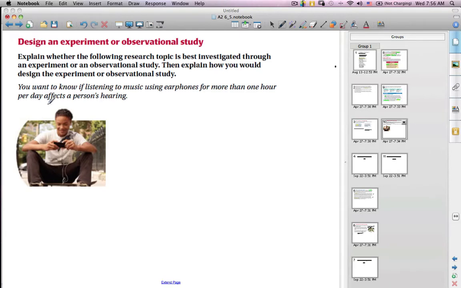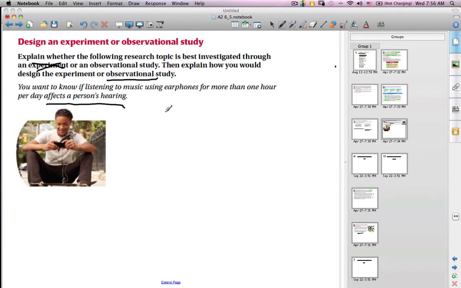Okay, the really important thing here is that it might affect a person's hearing. So I'm not going to conduct an experiment. All right, I'm not going to do something where I might damage a person's hearing. That would not be ethical. Okay, so we are going to go with an observational study.